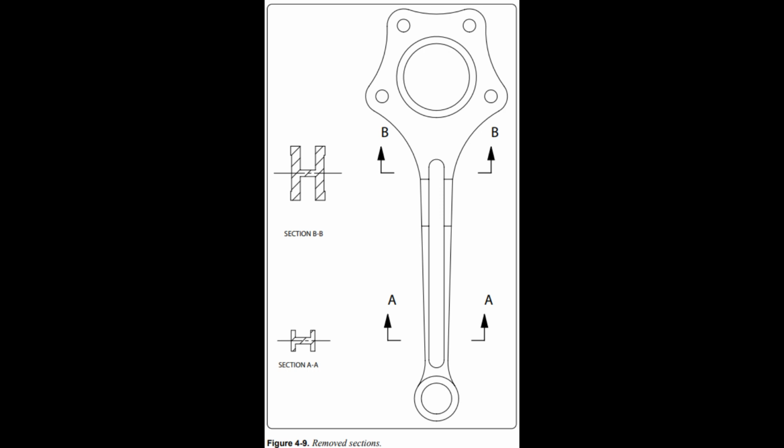Section AA shows the cross-sectional shape of the object at cutting plane line AA as section BB shows the cross-sectional shape at cutting plane line BB. These sectional views are drawn to the same scale as the principal view.